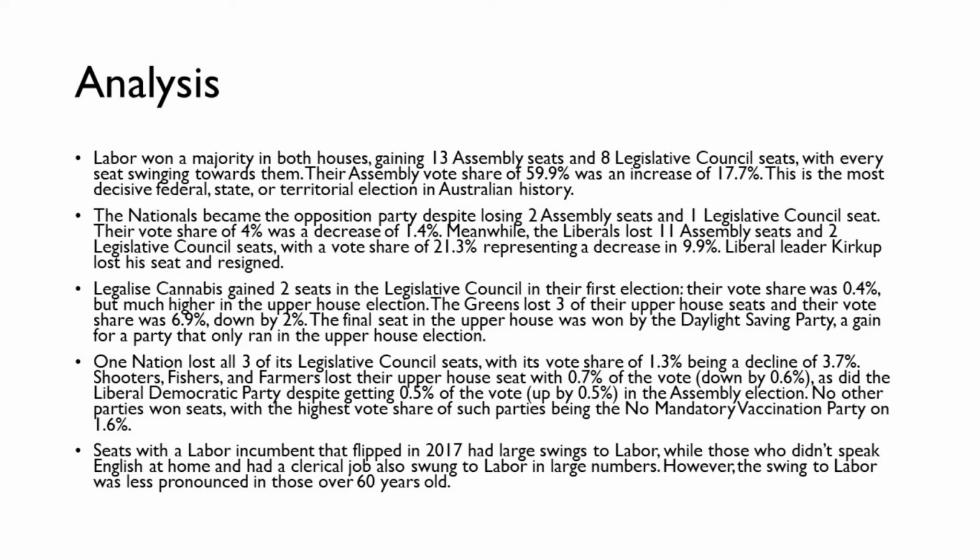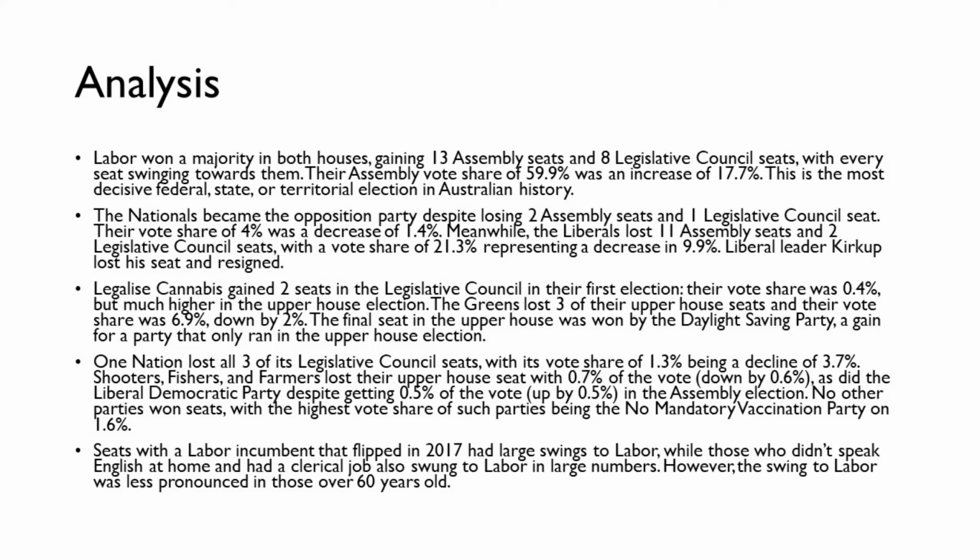Legalise Cannabis gained 2 seats in the Legislative Council in their first election. Their vote share was 0.4%, but much higher in the upper house. The Greens lost 3 of their Legislative Council seats, and their vote share was 6.9%, down by 2%. The final seat in the upper house was won by the Daylight Saving Party, again a party that only ran in the upper house election.